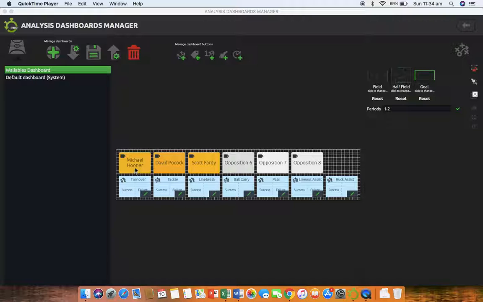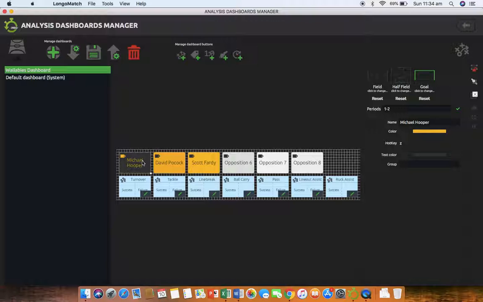So the simple way of coding this would be to click Michael Hooper and then cruise down to turnover success if you did get the ball, or failure if you did not get the ball.